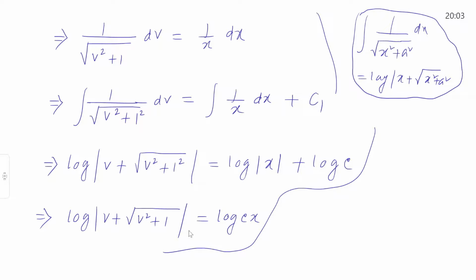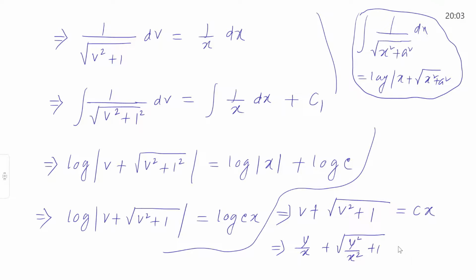I am writing here, this implies left hand side is v plus root over v square plus 1 is equal to cx only. In place of v, write y by x. This implies y by x plus root over y square by x square plus 1 is equal to cx.